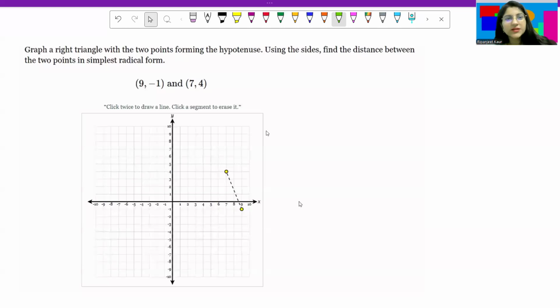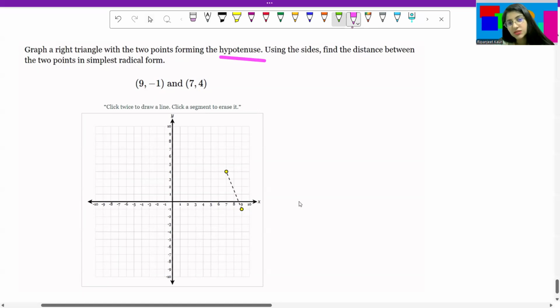So graph a right triangle with the 2 points forming the hypotenuse using the sides. Okay, so the 2 points they are saying are forming the hypotenuse. So that means what is given is actually a hypotenuse. Using the sides, find the distance between the 2 points in the simplest radical form. So we have to find out the distance between these points. The point is 7 and 4 here. The other point is -1, 9 and -1 here.